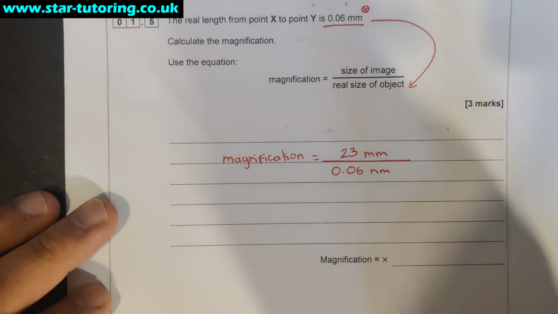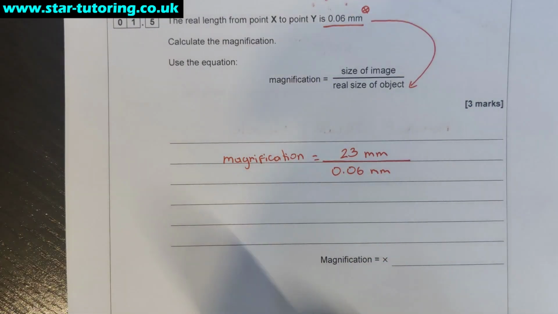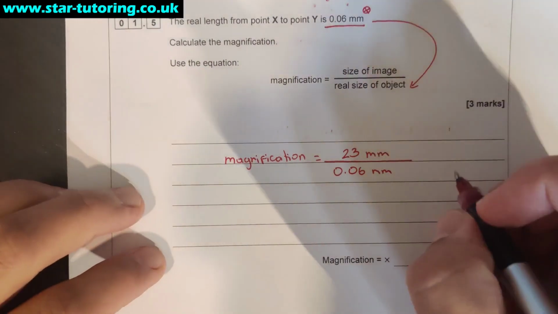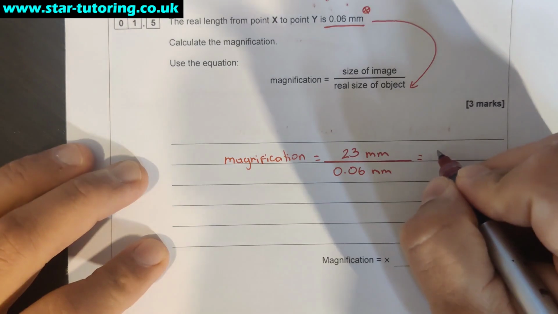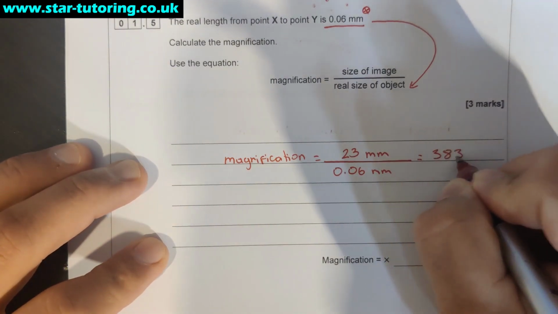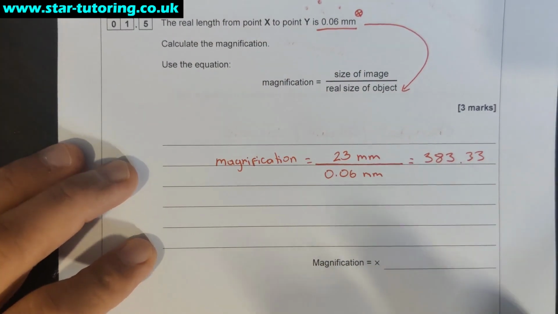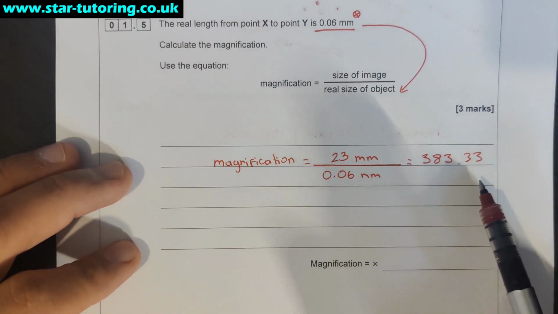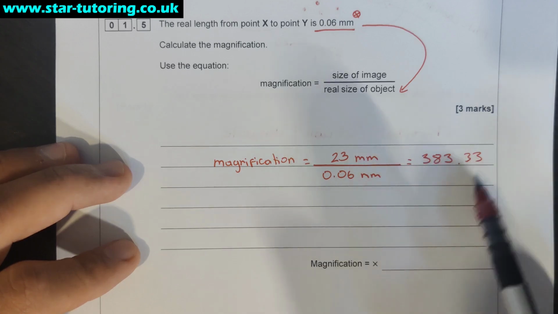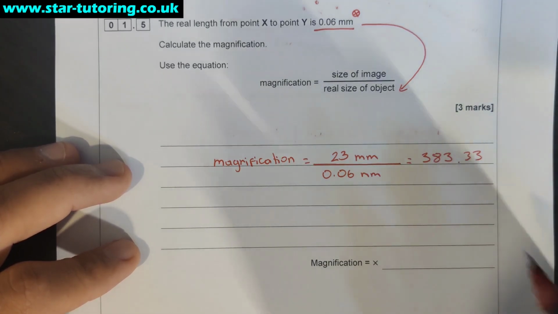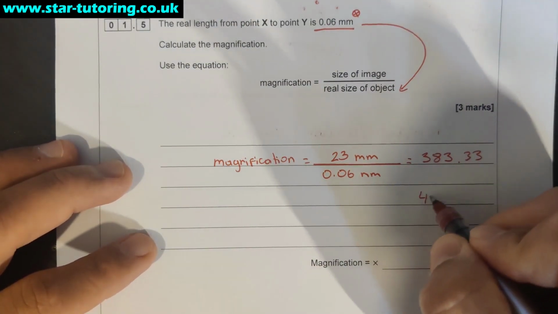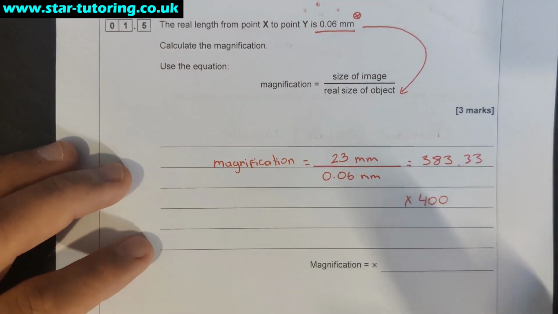Okay, so now that we've done that, in the calculator, let's type in 33 divided by 0.06 equals 383.33. Now, there is no magnification at 383.33, so we can assume that the closest whole number that we could have there would be 400. So you can round that up to 400. So that's being 400 times magnification.